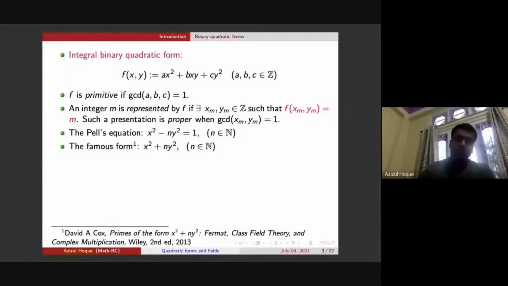So the beginning of these quadratic forms, or say integral binary quadratic forms, was developed by Lagrange and Legendre, but the modern form was given by Gauss.